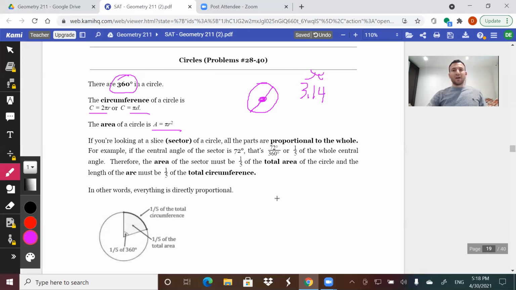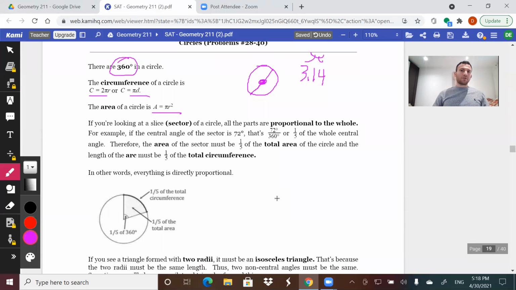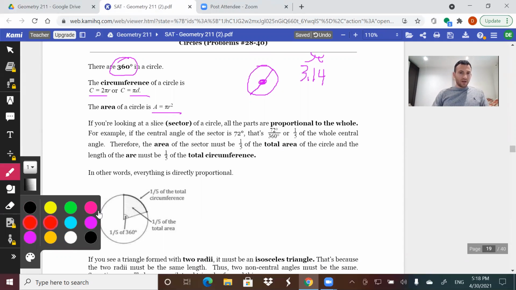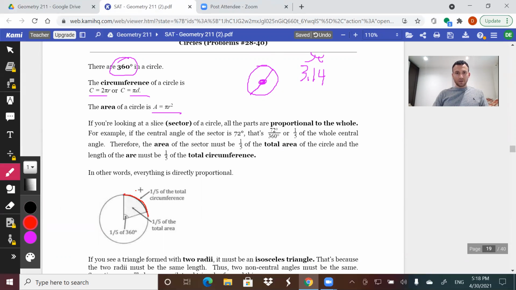A big thing is you need to know that the circle is 360 degrees, because a lot of times what they'll do is they may give you the length of this arc. So they may tell you the length of this arc is, I don't know, 2 pi, I'm making it up. And they may tell you that your radius is, let's say, 10. And they're going to want to know, what is this angle?